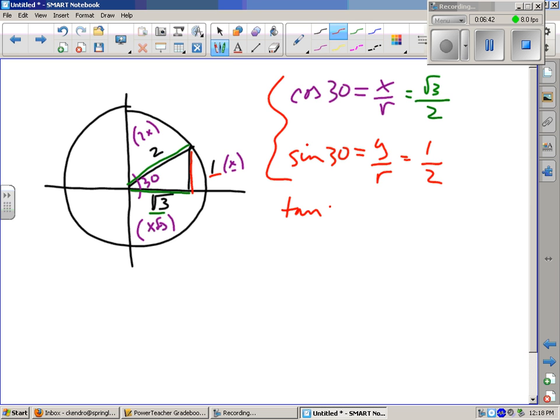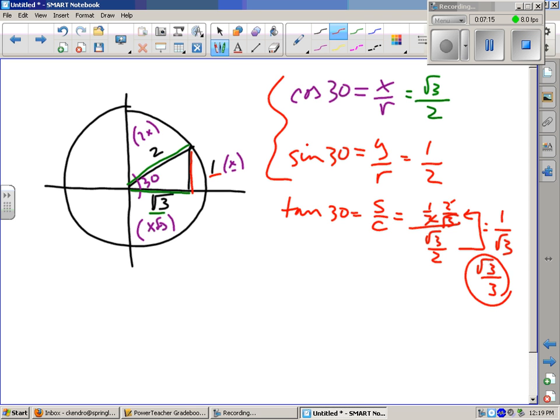Tangent, remember, is sine over cosine. So it is 1/2 over root 3 over 2. If the 2's are on the bottom, there's a shortcut where you can just cancel out the 2's, or you think invert and multiply. 2 over 2, root 3. Now the 2's cancel. I get 1 over root 3. And of course, you got to get the radical out of the bottom, so you get root 3 over 3.